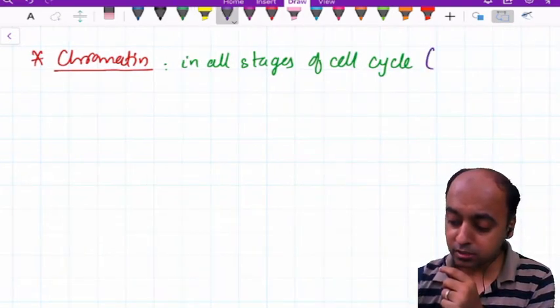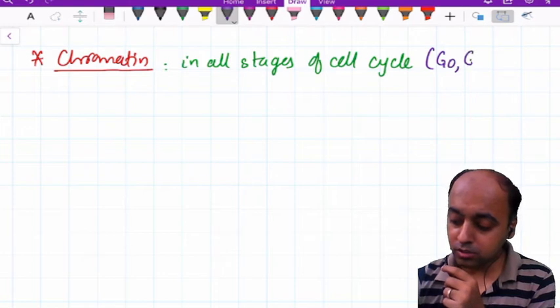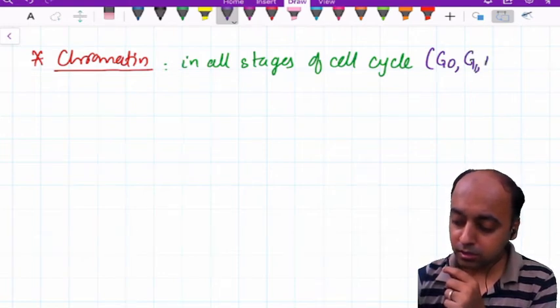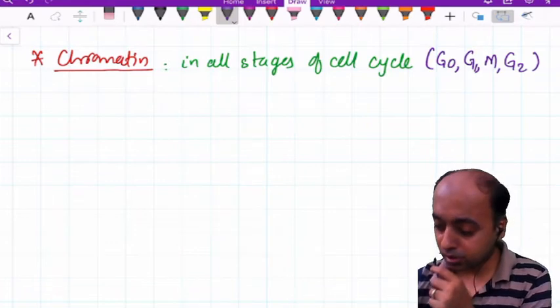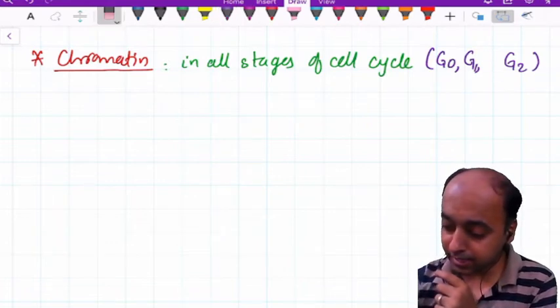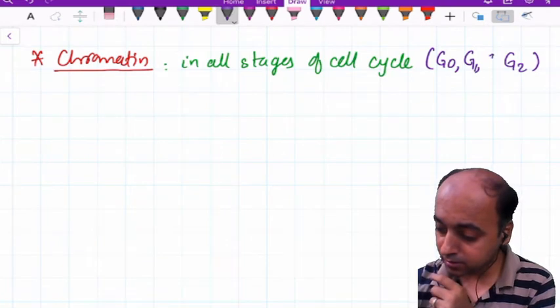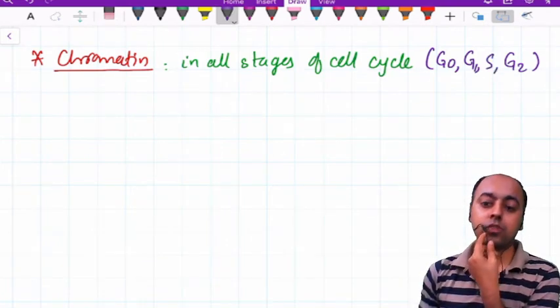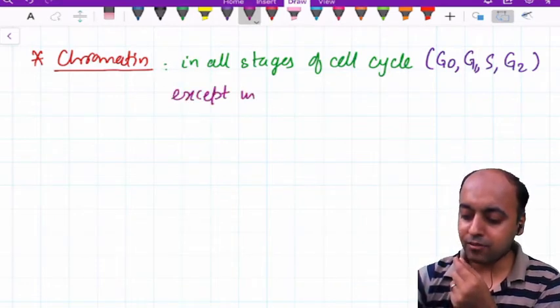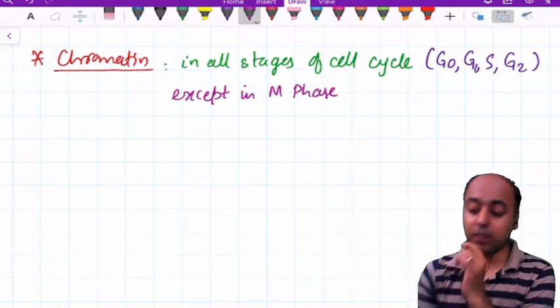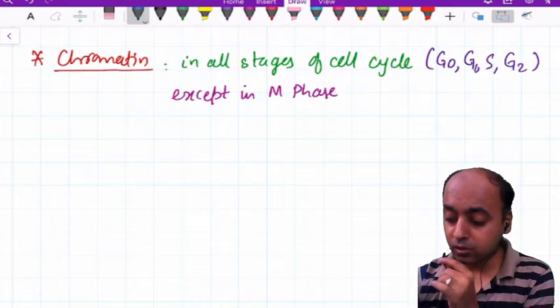What are the different stages? G0, G1, M, G2. I'm sorry, G1, S, G2. Please note in M phase we don't see the chromatin. Rather, the chromatin is compacted.